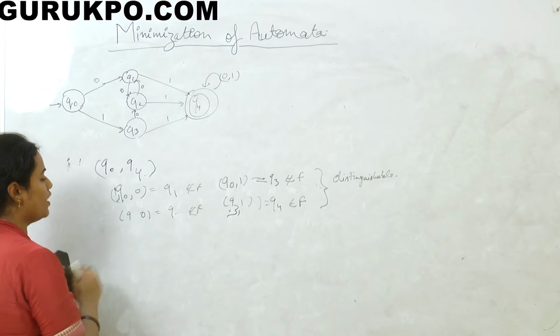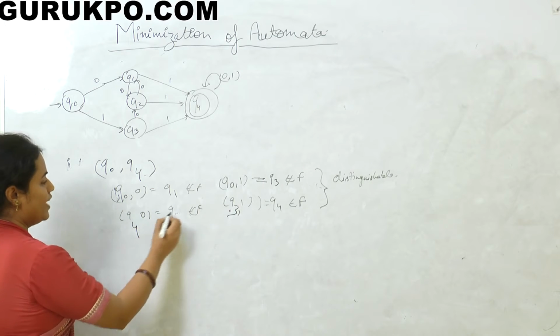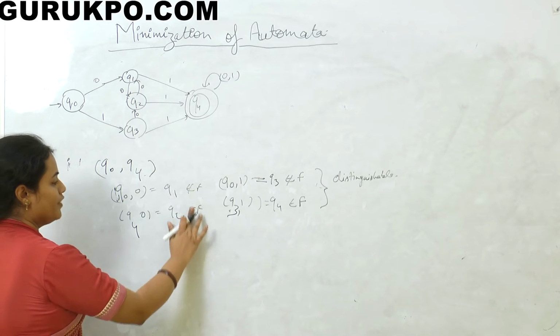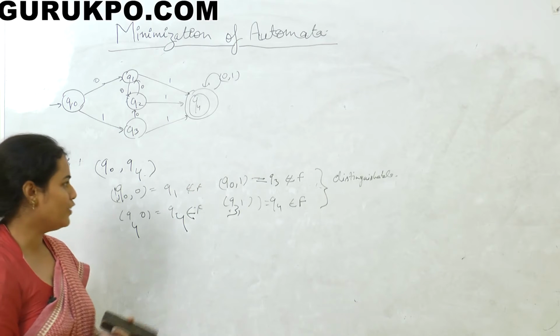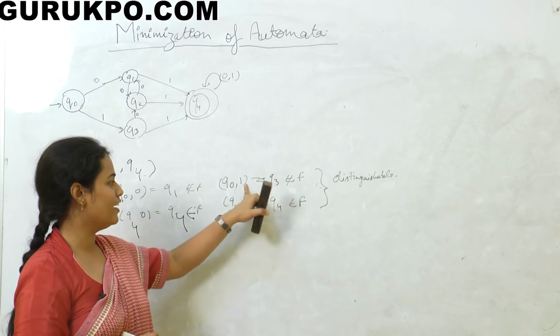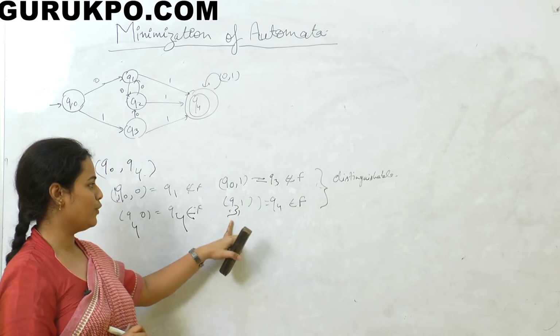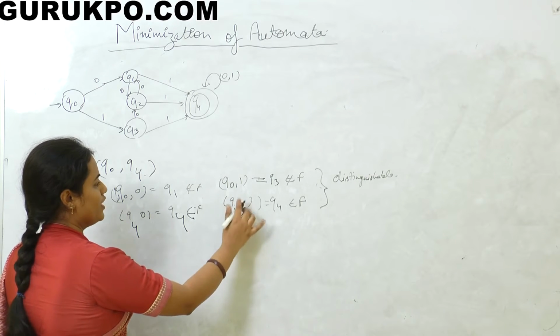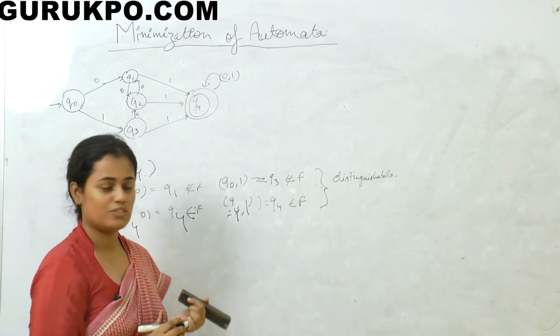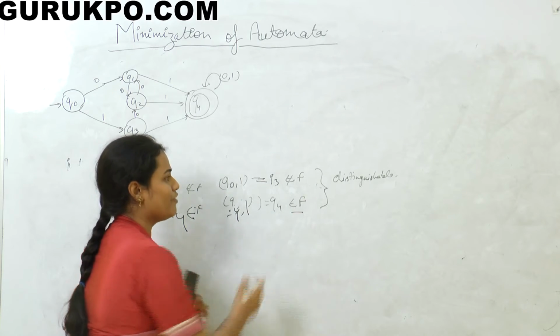But when at Q4 you are giving 0, then you will reach Q4, which does not belong to final, and this belongs to final. At Q0 you are giving 1, then you are reaching Q3. At Q3 you are giving 1, you are reaching Q4, which does not belong to final, and this belongs to final again.